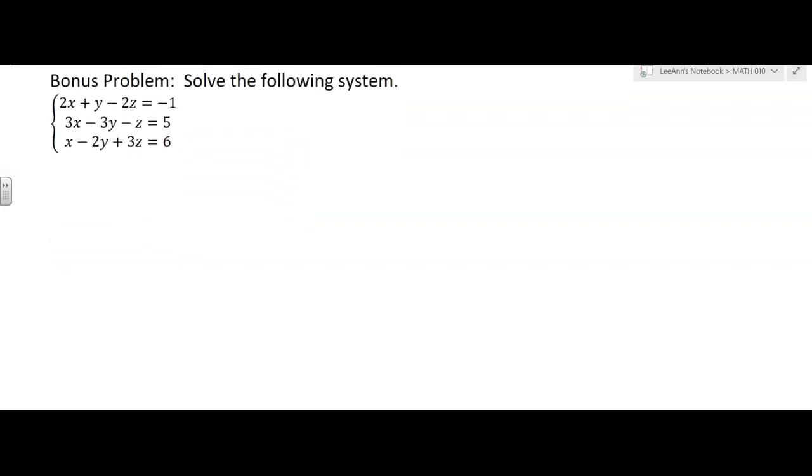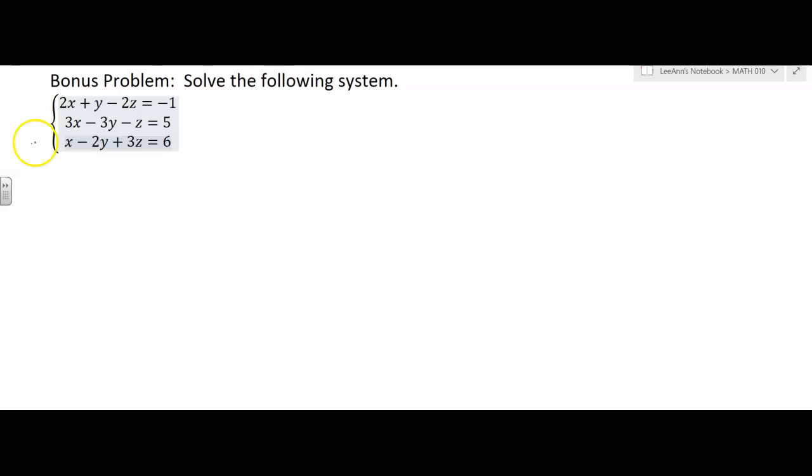Okay, now how am I going to know which variable to eliminate? Well, it's kind of up to you. There are like three places, like here's x with a coefficient of 1, here's y with a coefficient of 1, here's z with a coefficient of -1. So you could really pick any of them and it's going to be about the same amount of work, what you want to simplify or eliminate. So I'm going to go ahead and go with x, just because.